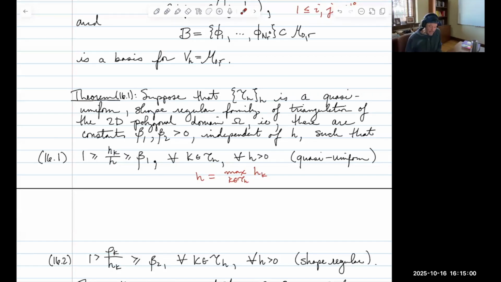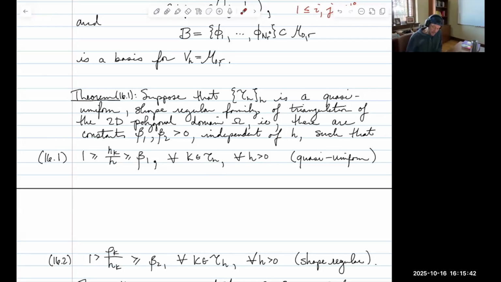Well, already we know that h, because it's the maximum over all the hk's, is bigger than or equal to any of the hk's. And so this ratio always has to fit under 1. That ratio is less than or equal to 1. It's always going to be positive as well. Now, what else do we know about this guy? Well, nothing else. So we've got to make some assumptions about it. And the assumption of quasi-uniformity is the assumption that this ratio never degenerates as h goes to 0, as h gets smaller and smaller.